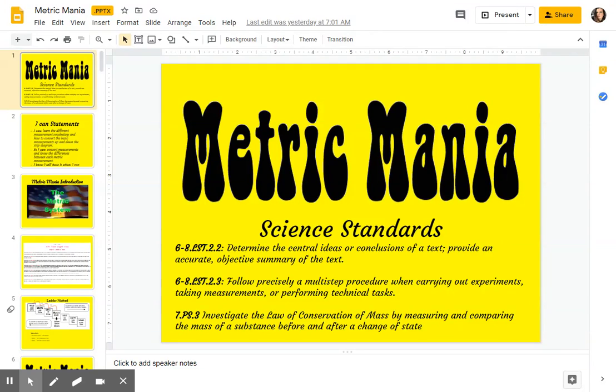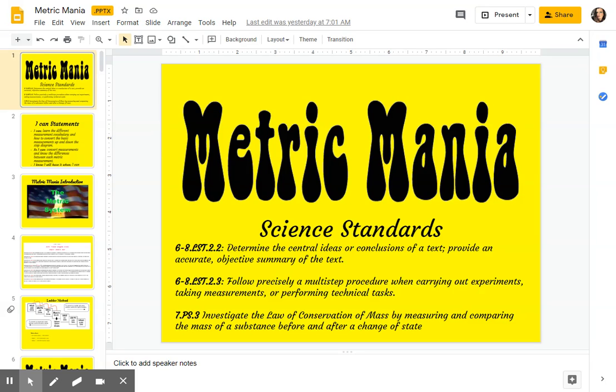This is a review for Thursday's lesson. We have our science standards as: determine the central ideas or conclusions of a text and provide an accurate, objective summary of the text. This is achieved through your News ELA articles that you are doing on a regular basis.